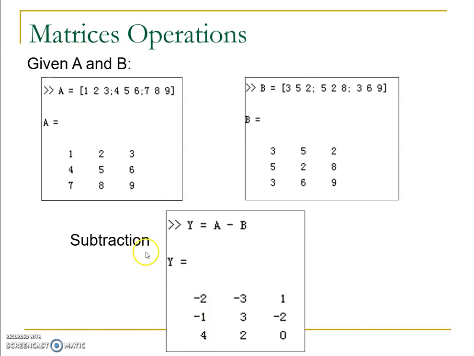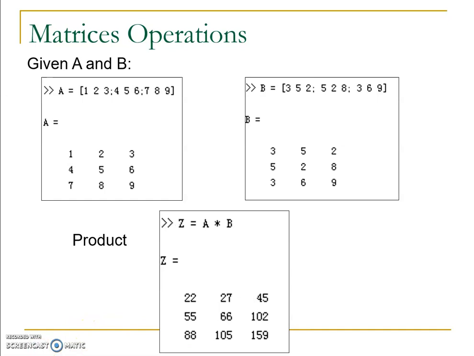Let's see the operation of subtraction, where a new matrix is generated with A minus B. So your A minus B, and 1 minus 3 will give you minus 2. Similarly, 5 minus 2 will definitely give you 3, and 9 minus 9 will give you 0, and so on. You can check for the others.